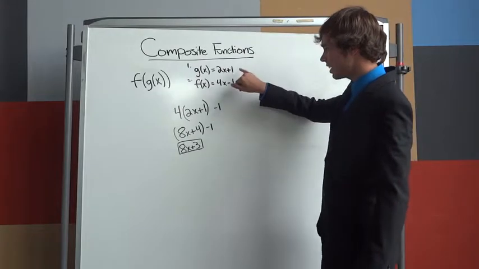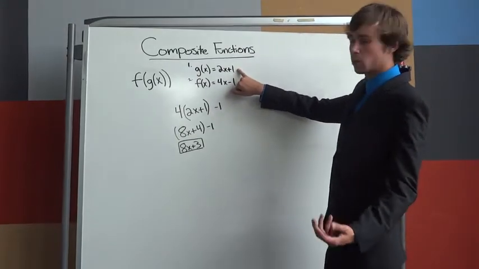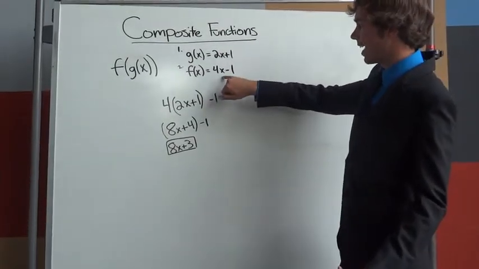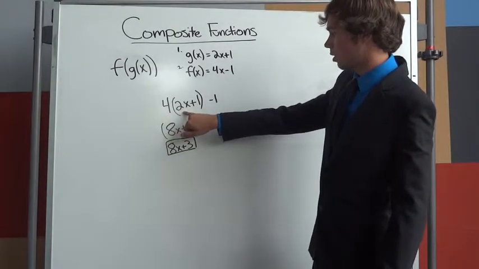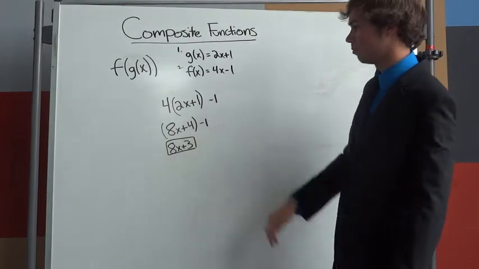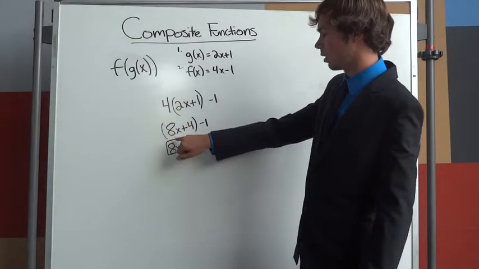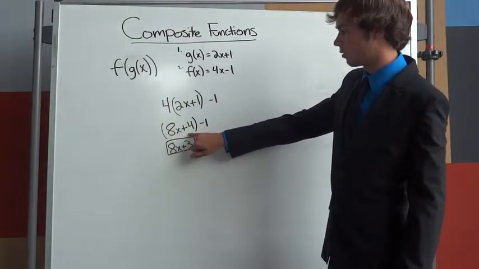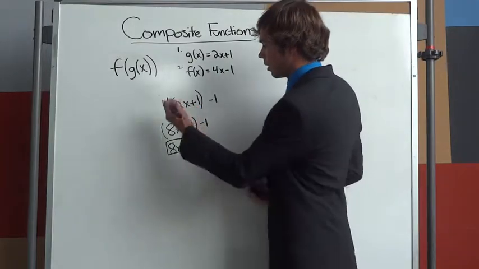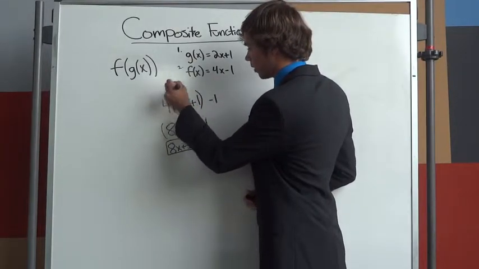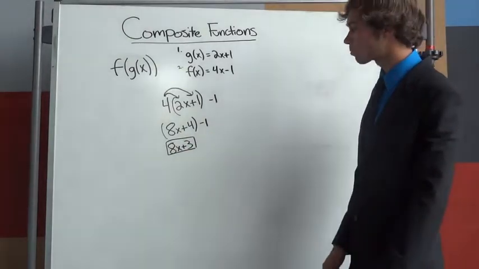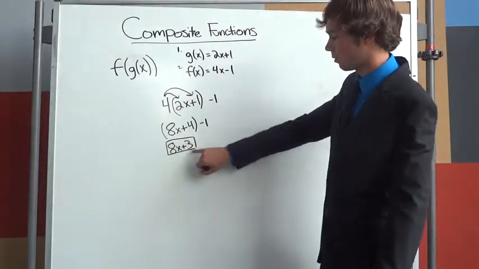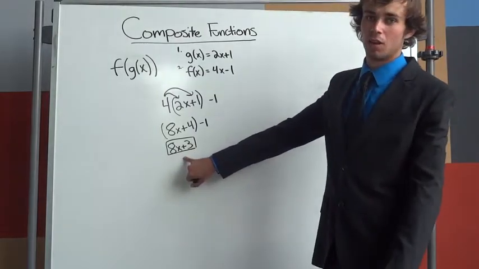So if x equals 2x plus 1, we're going to plug that in to this right here. So we have 4 times 2x plus 1 minus 1. We're going to distribute the 4 to get 8x plus 4, since we're multiplying 4 to both values, and we still have the minus 1 on the outside. Then we're just going to subtract the minus 1 from the 4 to get a final answer of 8x plus 3.